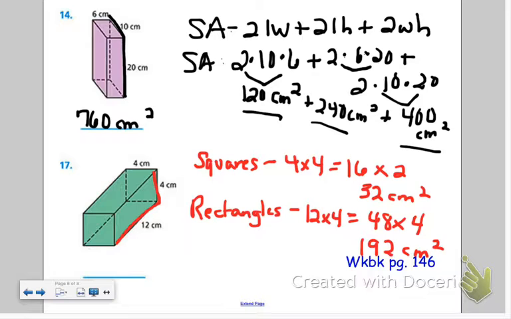So now I have to put them all together. The squares plus the 4 rectangles. 32 plus 192 is going to give me 224 centimeters squared. So you can decide how you want to do this. You can use the formula if you want, or just find the area of each face and put it all together. Doesn't matter to me.